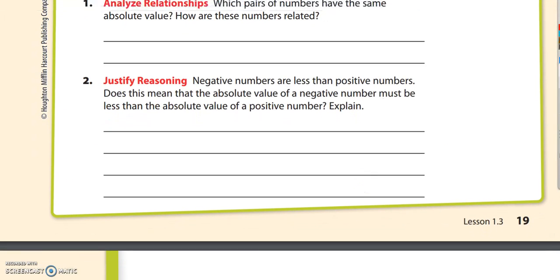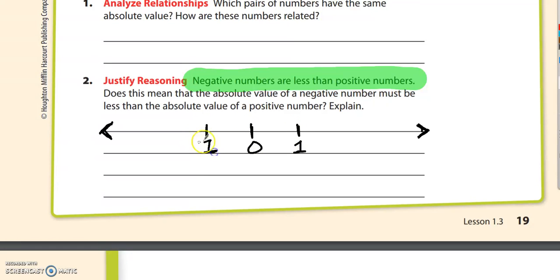Question 2 reads, negative numbers are less than positive numbers. Does this mean that the absolute value of a negative number must be less than the absolute value of a positive number? And explain. Well, the first statement is true. Negative numbers are less than positive numbers. And it's very simply put, here's why. If this top line is a number line, and I have 0 right in the middle, and I'll just compare 1 and negative 1. Negative 1 is to the left of positive 1, therefore negative 1 is less than positive 1. And that's true. Negative 1 is less than positive 1.